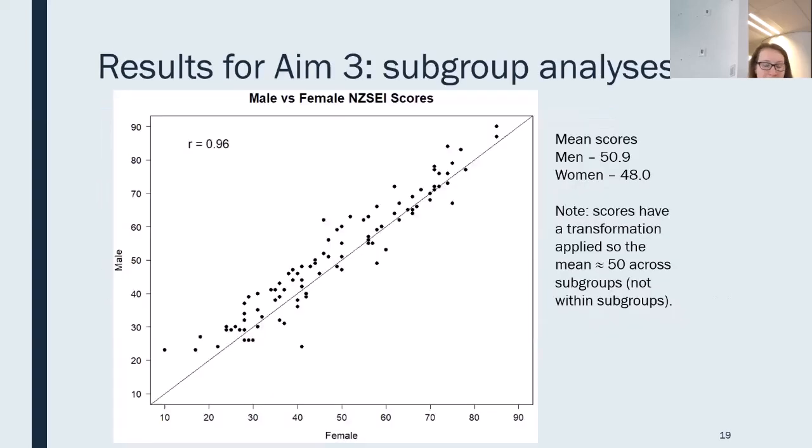Okay, and on to the results for AIM 3, which was to check that the 2018 NZSEI patterns similarly for population subgroups. So in line with previous versions of the NZSEI, we tested the appropriateness of the scale for different population subgroups. We tested this across many different dimensions, but here I'll just briefly present some results by ethnic group and gender.